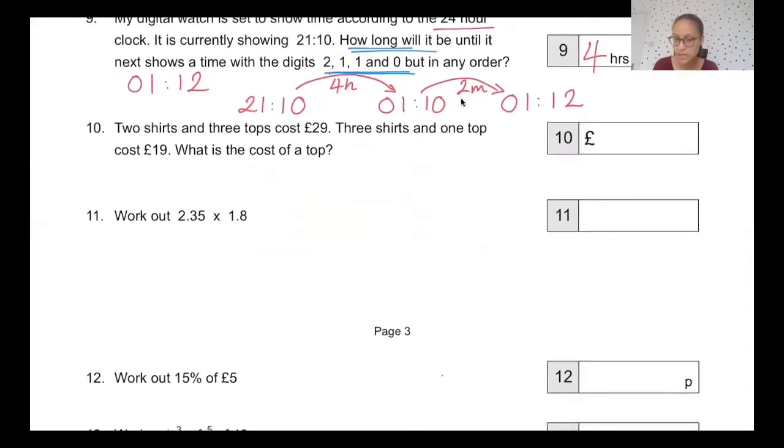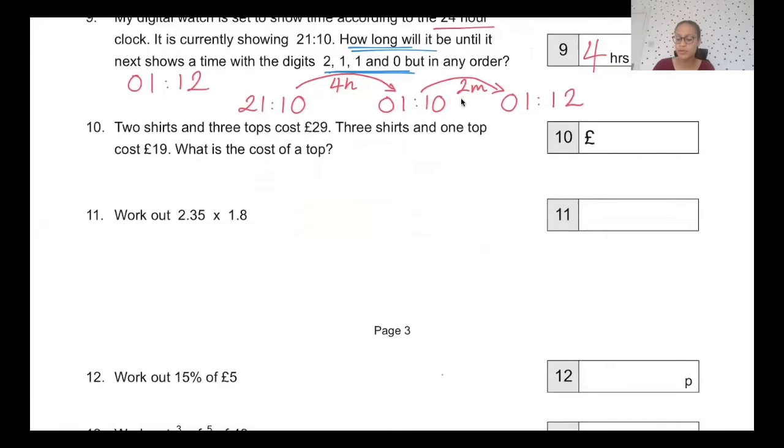Okay, this next question, I know not all of you have done in class, so I'm actually going to start it on the board without you working it out on paper. So we've got 2 shirts and 3 tops cost £29. I'm going to write a little equation to represent that. 3 shirts and 1 top cost £19. Again, I'm going to use a little equation to help me. What is the cost of a top?